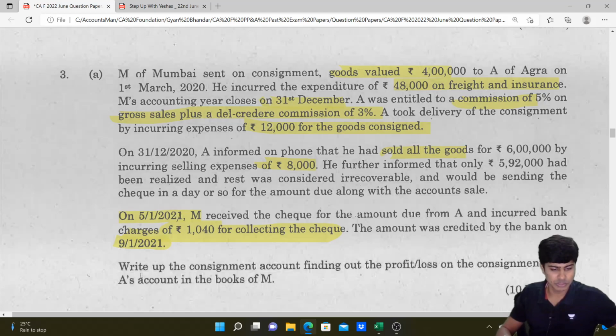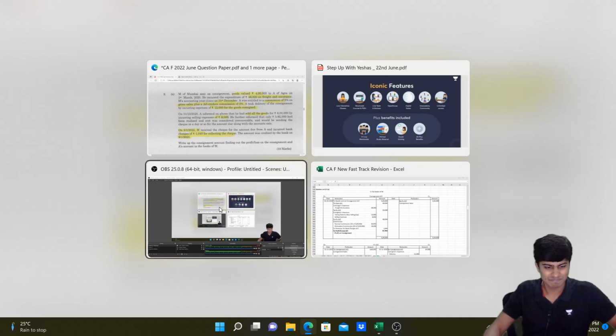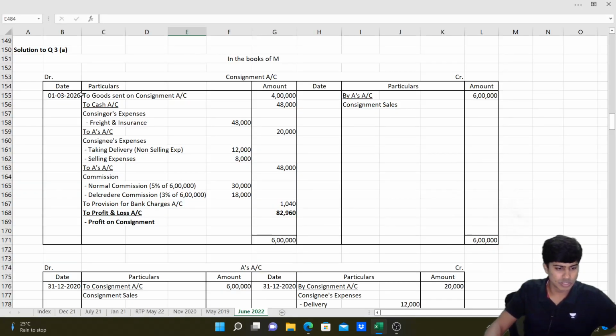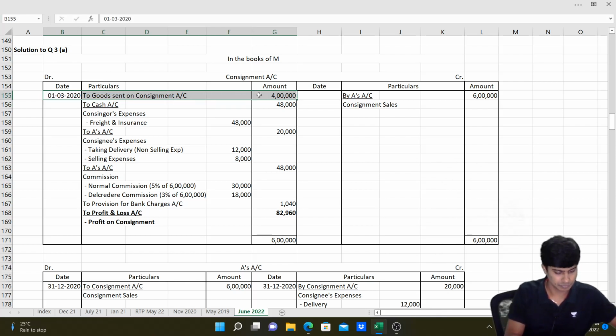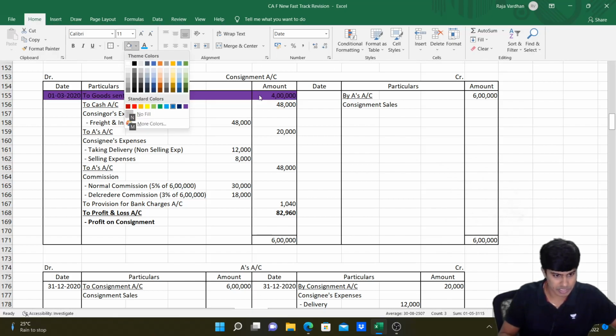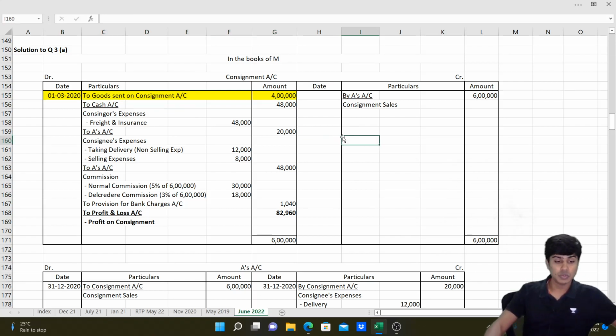Now let's quickly start with the question. They want us to prepare consignment account and consignee's account. Consignee is A. So in the consignment account, at first we'll write goods sent on consignment 4 lakh rupees.